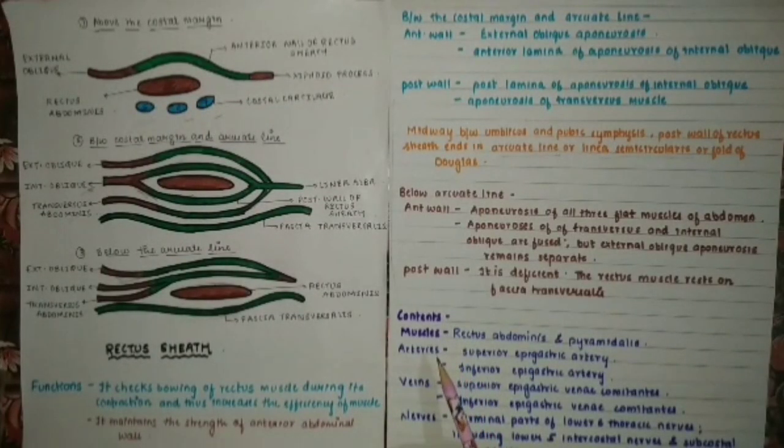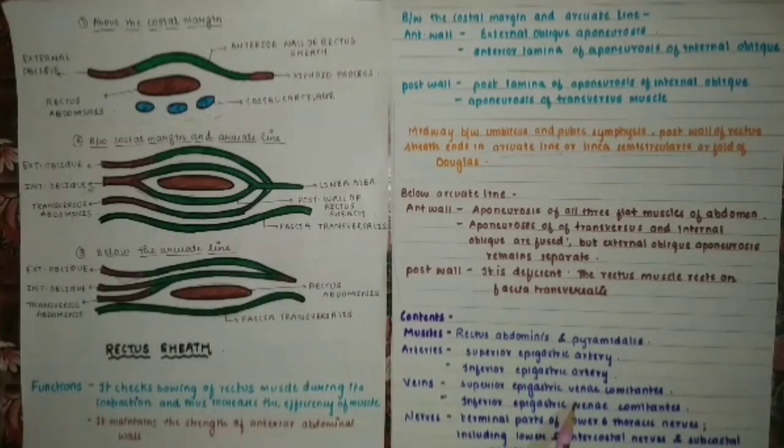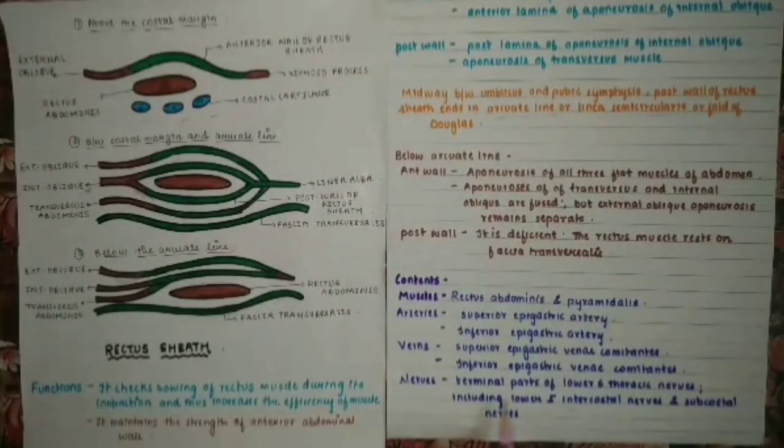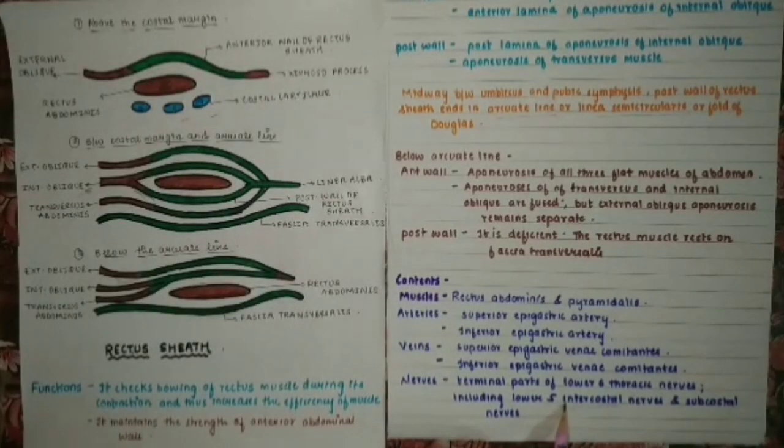Now see the content. Muscles: rectus abdominis and pyramidalis muscle. Arteries: superior epigastric artery, inferior epigastric artery. Veins: superior epigastric vena comitans and inferior epigastric vena comitans. Nerves: terminal parts of lower six thoracic nerves, including the lower five intercostal nerves and subcostal nerve.